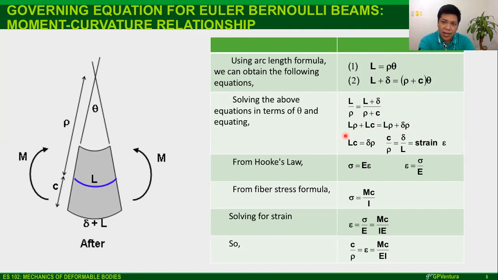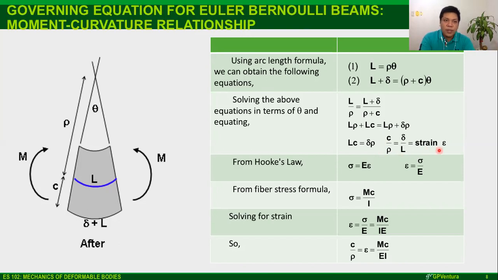Now I can cancel L rho on both sides of the equation, and I now arrive at LC is equal to delta rho. Okay? Then I further rearrange this equation. I divide by rho, baba ko yung rho dito, then ibaba ko ulit yung L sa kabila naman. I have C all over rho is equal to delta over L. But remember, what is delta over L again? From our first long exam coverage, I know that delta over L is equivalent to the axial strain epsilon.